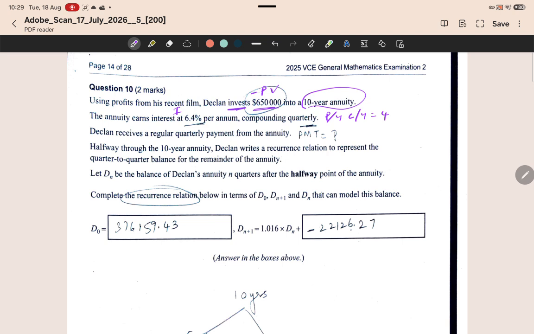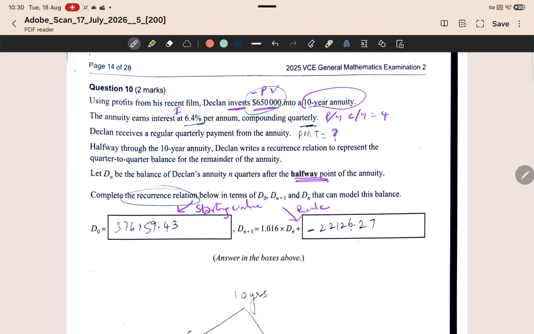Declan receives a regular quarterly payment from the annuity. So we don't know what the payment is. So that's a question mark. Halfway through the 10-year annuity, he writes a recurrence relation to represent the quarter-to-quarter balance for the remainder of the annuity. Let Dn be the value of Declan's annuity n quarters after the halfway point. Complete the recurrence rule. So after the halfway point, if it's a recurrence rule, you need a starting value and a rule. And this is the rule.